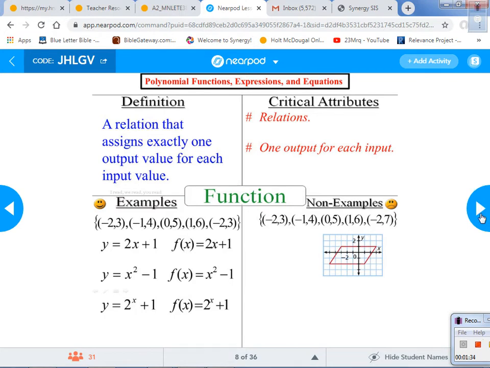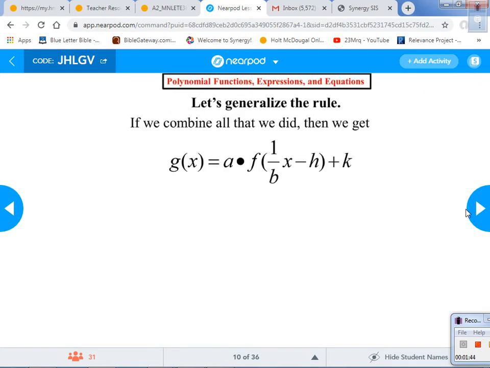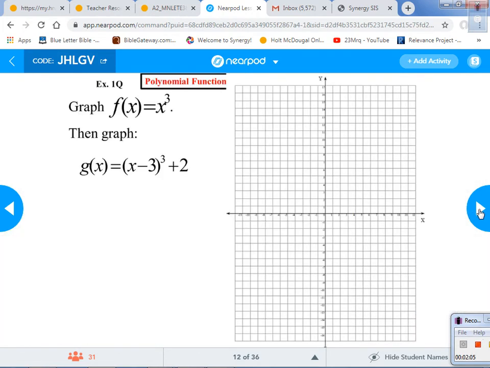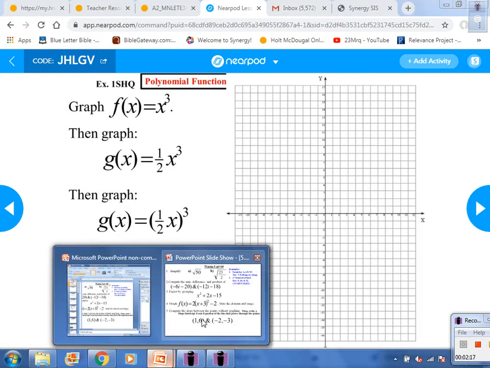We got this, yes? From there, I said we're going to be looking at cubic functions again. Let me give you the general rule. And we wrote the general rule. You guys remember that? This is the rule that we started with when we started with transformations. From there, we revisited domain and range, end behavior, and so on and so forth. From there we went to graphing some more, and some more. We good? Yeah?